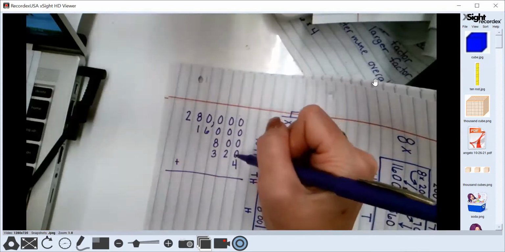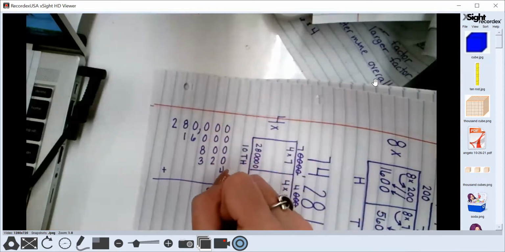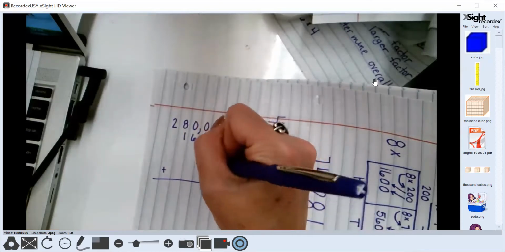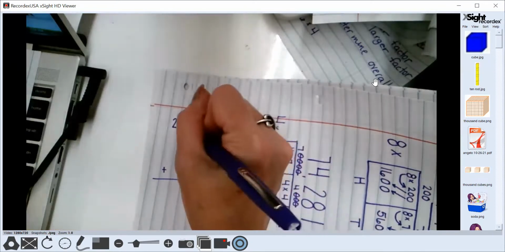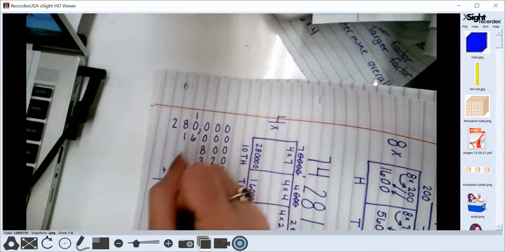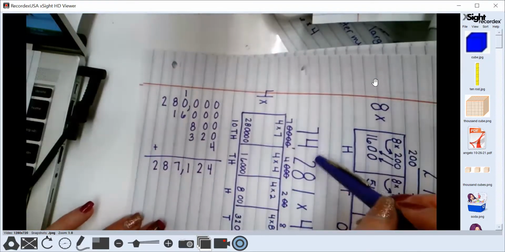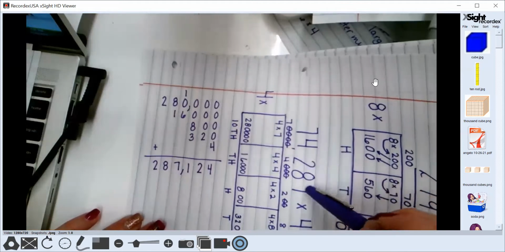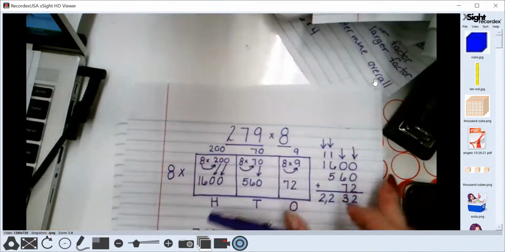0, 0, 0, 0, and 4 is 4. 0, 0, 0, and 2 is 2. 0, 0, 8, and 3 is 11. 1 and 6 is 7. 1 and 8 is 9. And 2 and nothing is 2. My answer for 74,281 times 4 is 287,124.